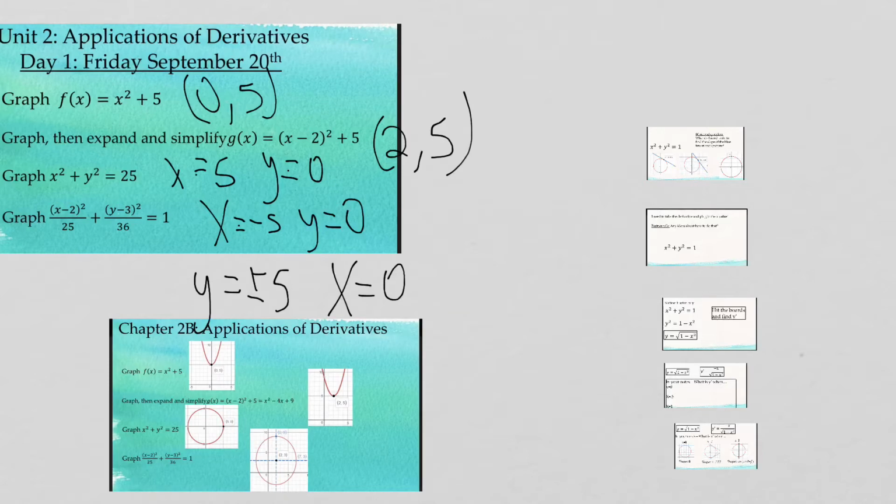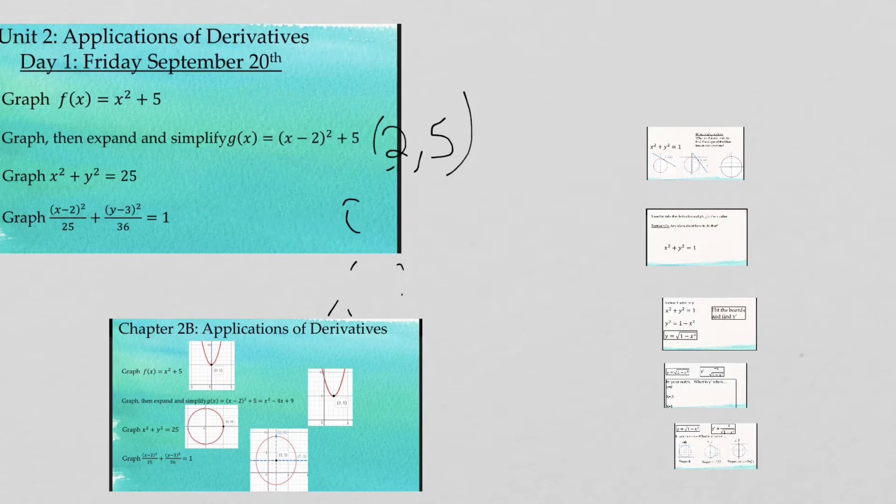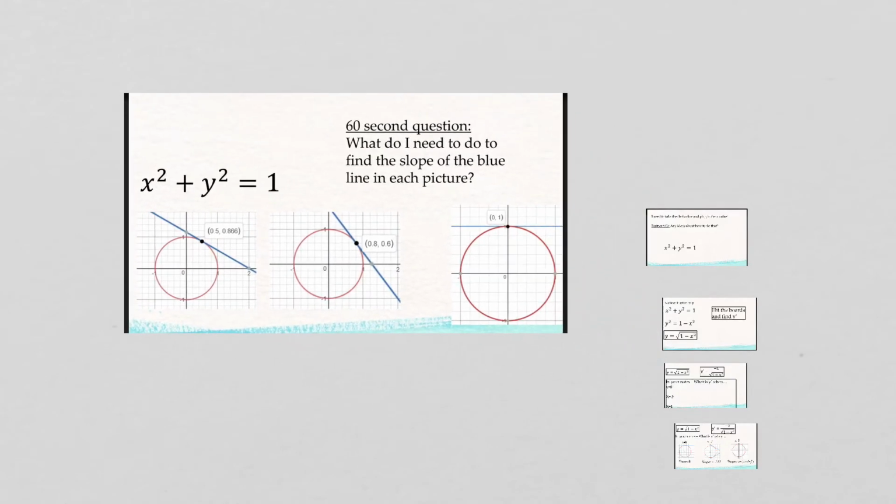So your next question will be, how do I find the slope of a circle? This 60-second question means that you can pause the video for a second and consider the answer. What would I need to do to find the slopes of these lines right here? Well, this one's clear. The slope here is 0 because it's totally flat. But how can I find this negative slope and this negative slope?